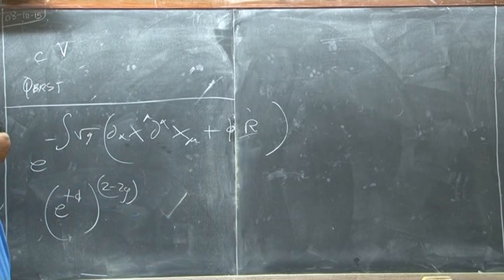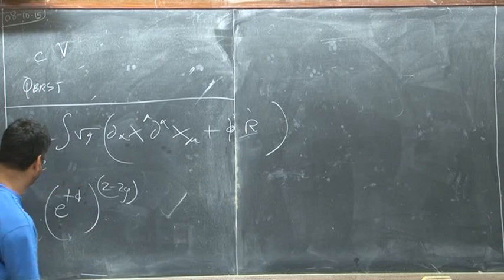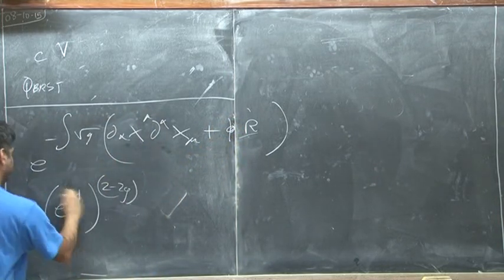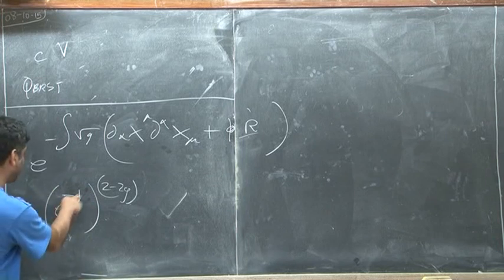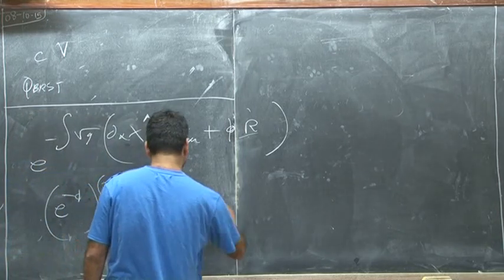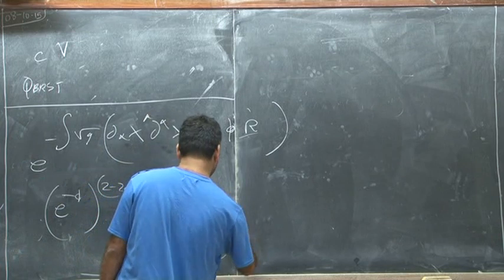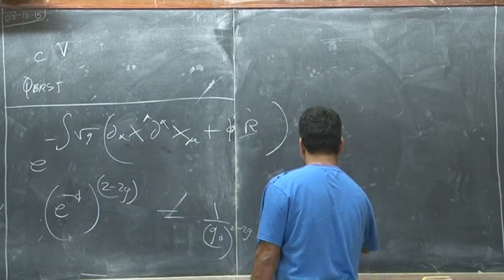So let's call this quantity 1 by g squared, just this quantity, whatever it is. I'm not sure whether I want a plus or a minus. So let's call this e to the power minus phi, let's call it 1 over g0. So this becomes 1 over g0 to the power 2 minus 2g, which is equal to g0 to the power 2g minus 2.